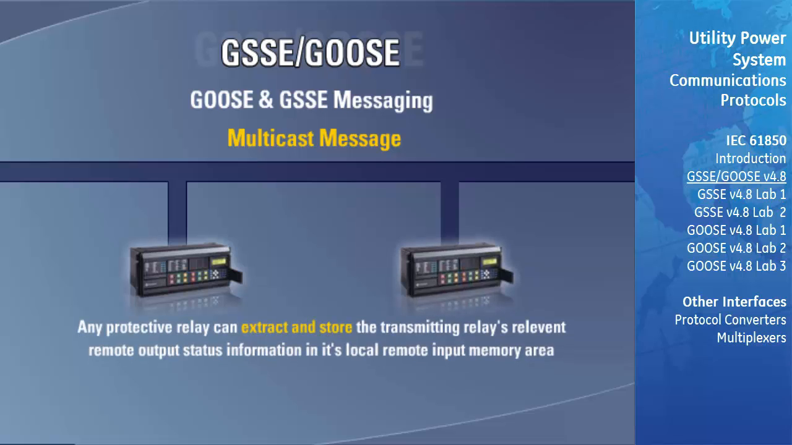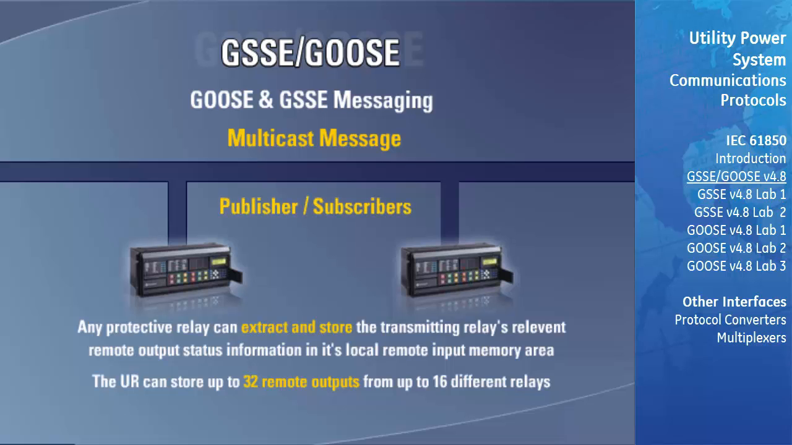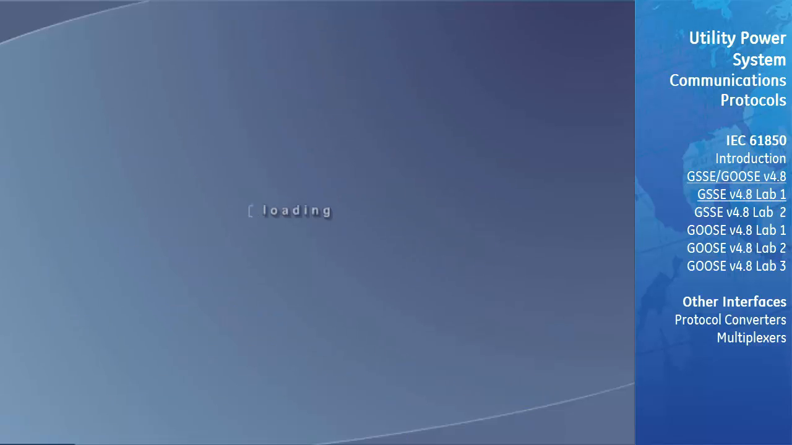Upon receiving a multicast message, any protective relay can extract and store the transmitting relay's relevant remote output status information in its local remote input memory area. The Universal Relays can store the status of up to 32 remote outputs from up to 16 different relays within its local remote inputs table. This method of data exchange is referred to as publisher-subscriber. The typical time taken for the encoding, transmission, reception, and decoding of a GSSE or GOOSE message from one Universal Relay to another is typically in the quarter cycle time frame, or approximately 4 milliseconds.